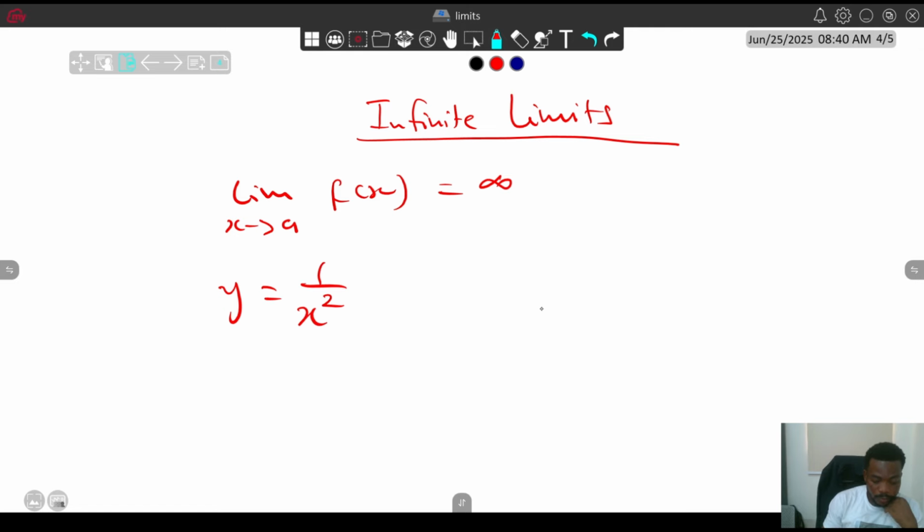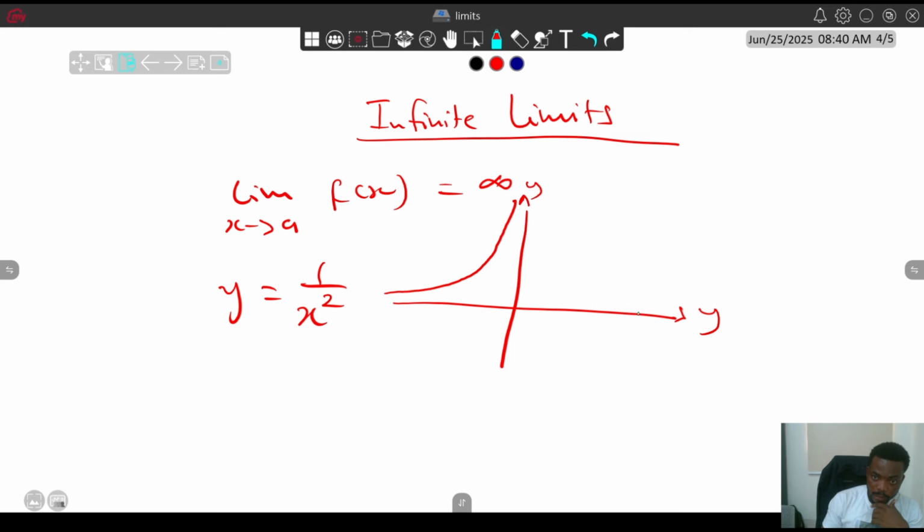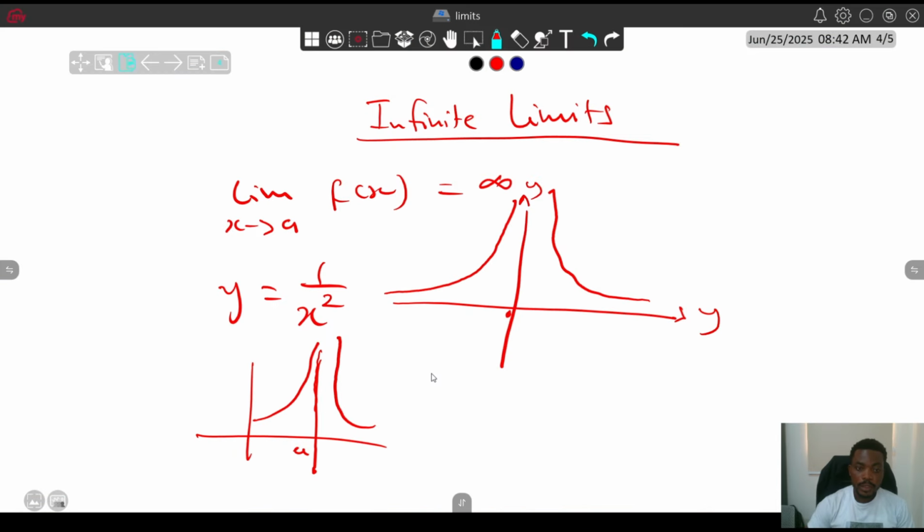As an example, let's consider the function y equals 1 over x squared. So for this graph, if you consider values from the left of this curve, you realize that from the left, as the values of x increase, the value of y increases and becomes asymptotically close to the vertical y-axis. And the same thing happens when we move from the right.